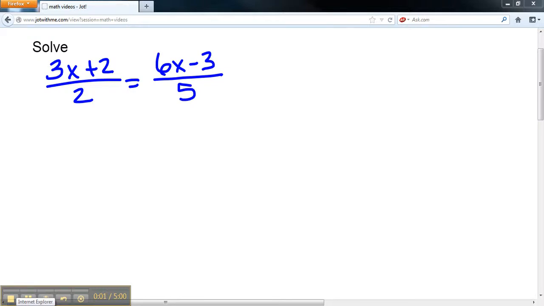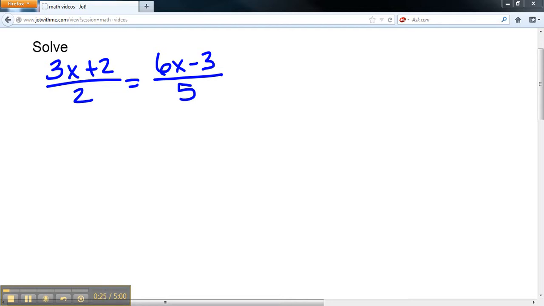We're asked to solve the following equation. By solve, that means get the variable, in this case x, all by itself on one side of the equal sign. And that'll tell us what number value for x makes this a true statement, makes it equal.